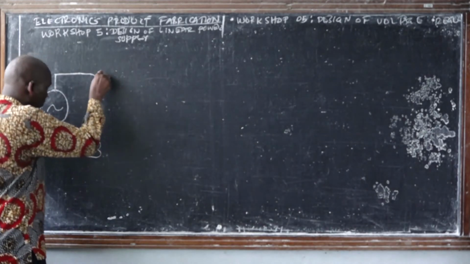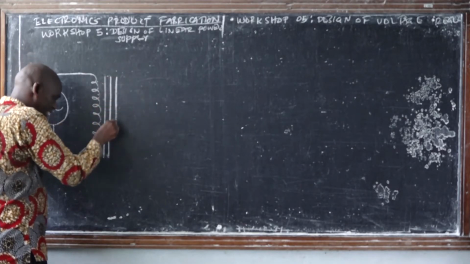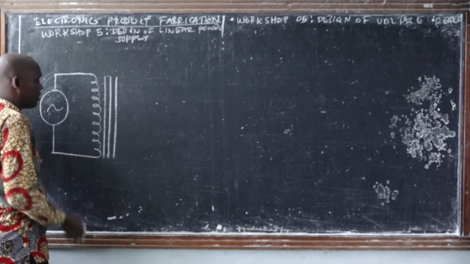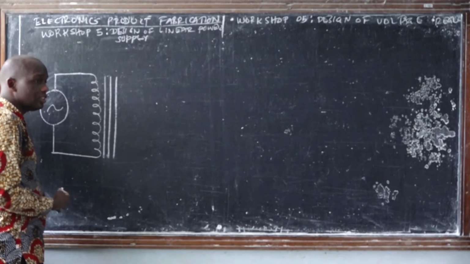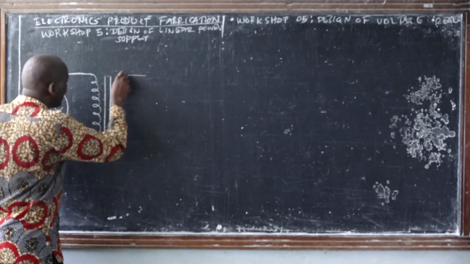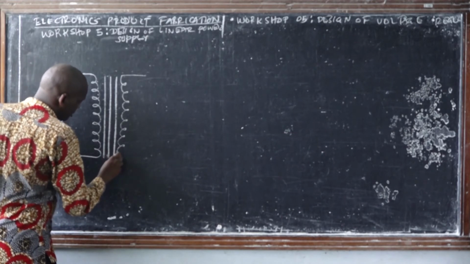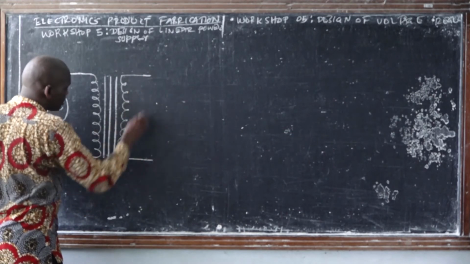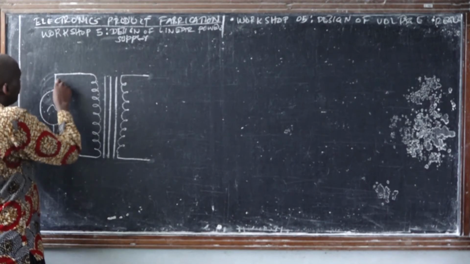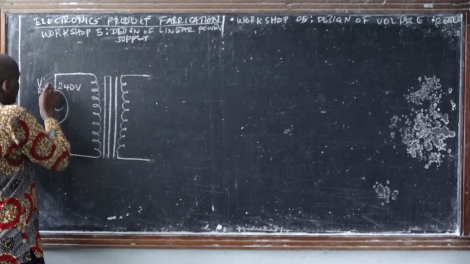You might draw 2 bars of iron, or sometimes you might find even 3 lines. That should not confuse you. Whether 2 lines or 3 lines, it is still the same, because you have different types of these transformers. So this is all about the schematic circuit diagram of the alternator. This is AC. You might say that here we have 240 volts root mean square.